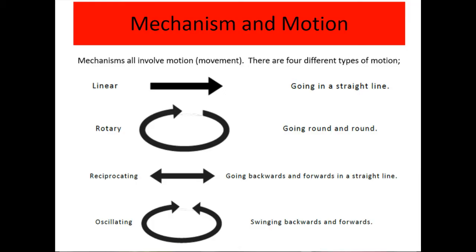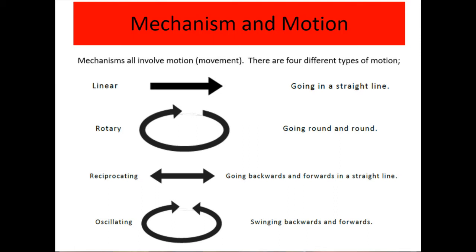So if we move on to the next slide, we'll look at, first of all, mechanisms and motion, okay? Like I said, a mechanism produces movement. There are 4 types of movements, motions, that we need to know about, okay? Whatever movement is produced by a mechanism, it will produce one of these 4 things.